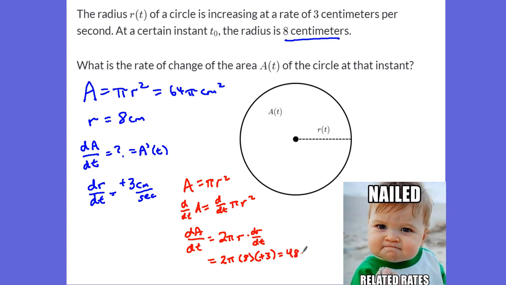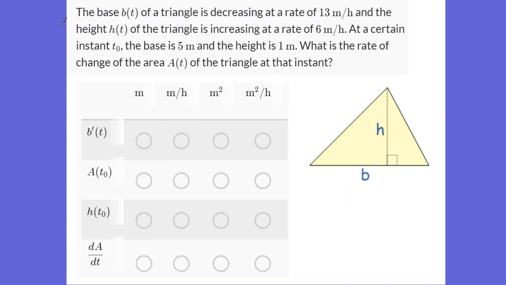48 pi. And what are the units of area with respect to time? Area is centimeters squared. Time is seconds in this case. And so your change of area with respect to time is 48 pi centimeters squared per second. Okay. What I like to do is make sure I get the equation, write down everything I know, and then I can solve it. And this will kind of help you out with that.